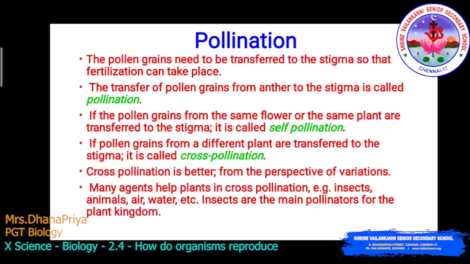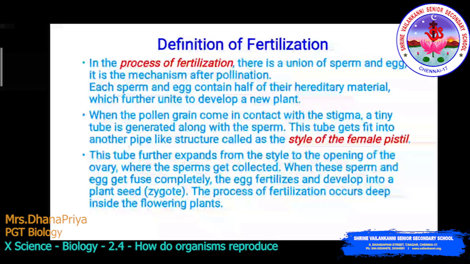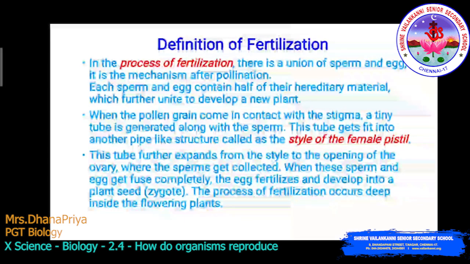Many agents help plants in cross-pollination, like insects, animals, air, water, etc. Insects are the main pollinator for the plant kingdom. So these will be the important definitions in the lesson pollination. Now we discuss fertilization.